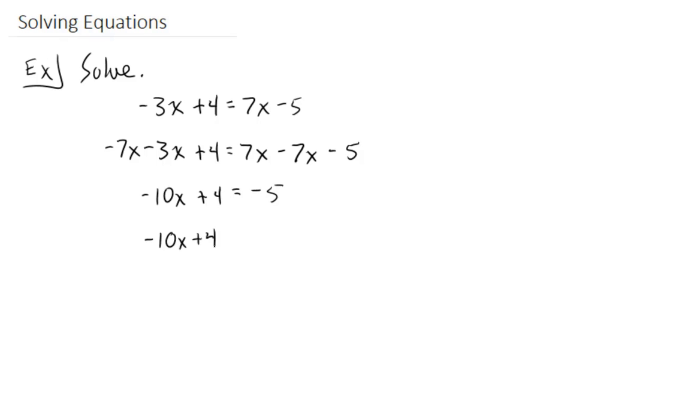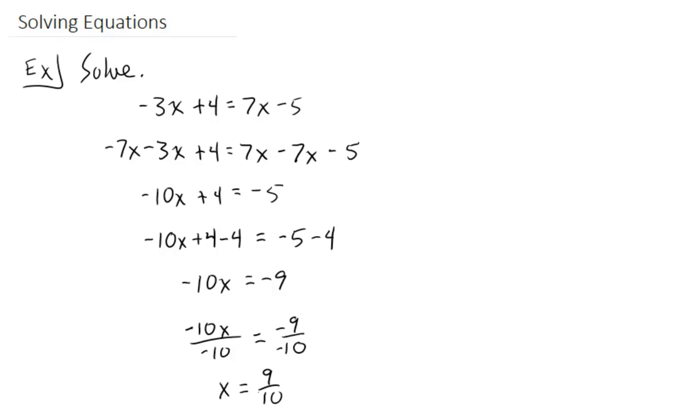So I'm going to subtract 4 to cancel out my 4, but what I do on one side I have to do on the other side. So I get a negative 10x equal to a negative 9. And now I'll divide both sides by my negative 10. Negative divided by negative is a positive, so we get x equal to 9/10.